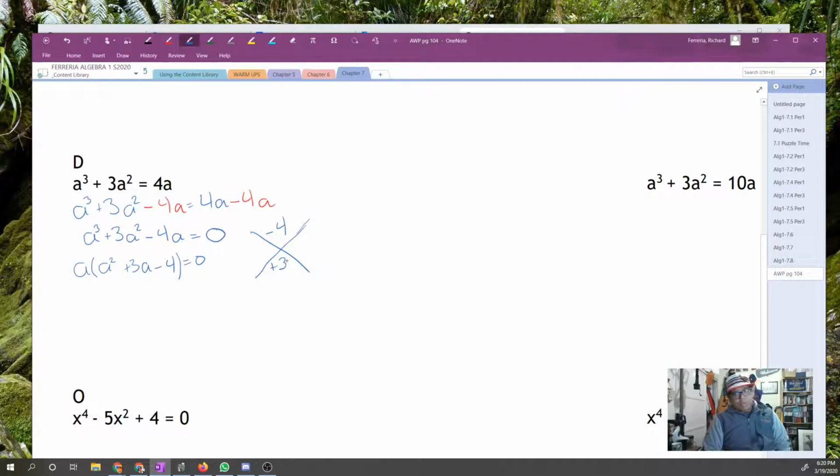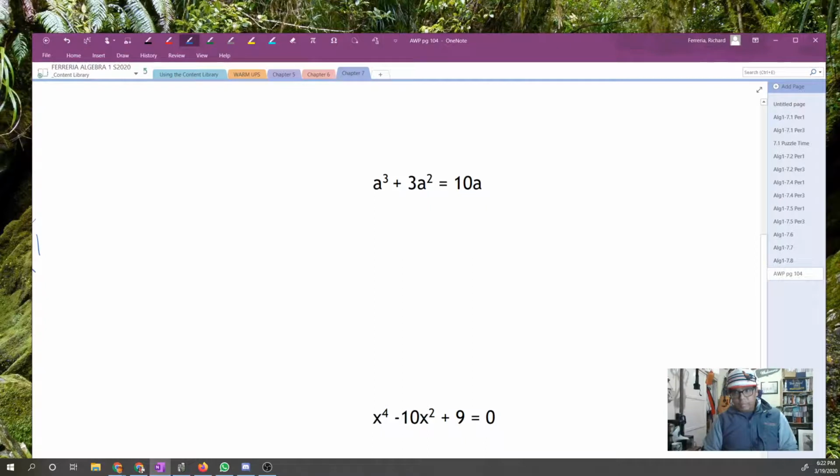Okay, so we need two numbers to multiply to make -4, add to make -3. So what are they? Well, sorry, they have to add to make +3. Now, how about +4 and -1? I think that works. So you get a plus 4, a minus 1, all right, good job. Now we have a 0 on the right side.